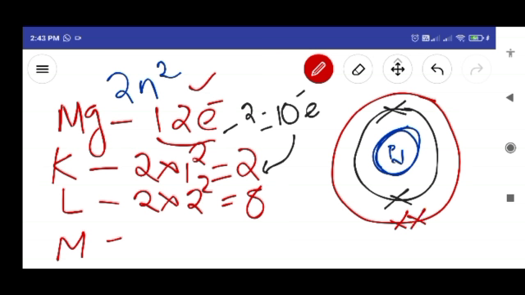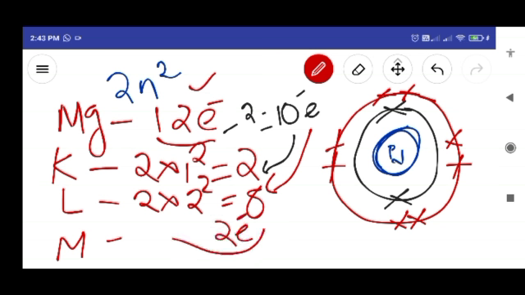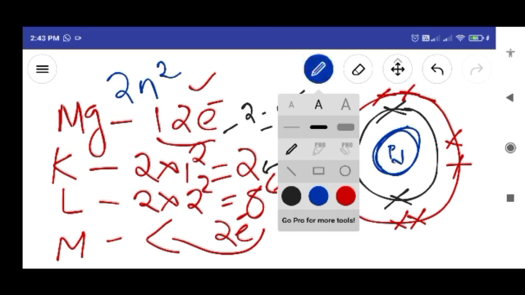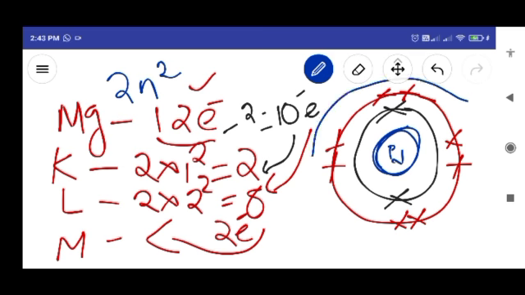1, 2, 3, 4, 5, 6, 7, 8. So from these 10 electrons we have distributed 8 electrons. How many electrons are left? 10 minus 8, so 2 electrons are left. These 2 electrons can be given to M shell. So there will be one more shell, that is M shell. So we'll draw one more shell, M shell, and distribute these 2 electrons.